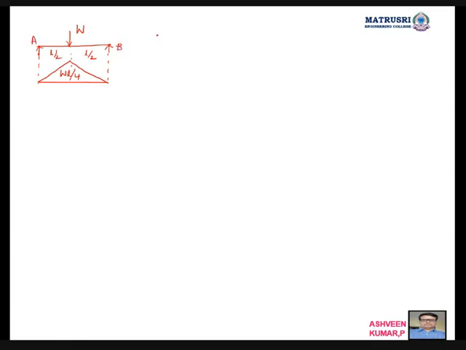So what is the area of this one? Half into base. Base is L into WL by 4. Then what is X bar? X bar is L by 2 from both sides, from A as well as B. So L by 2, because it is symmetric. Clear, all of you?